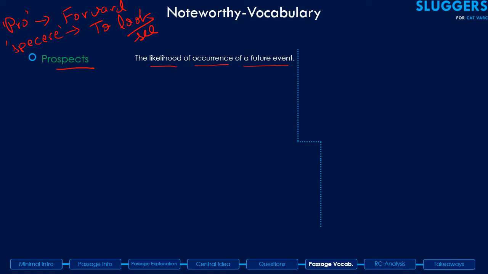The word prospects can be used in some other contexts as well. For example, you might use it in a context such as, what would be my prospects once I complete my B school education? What would be my career prospects, right?